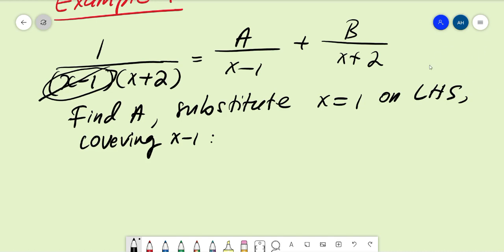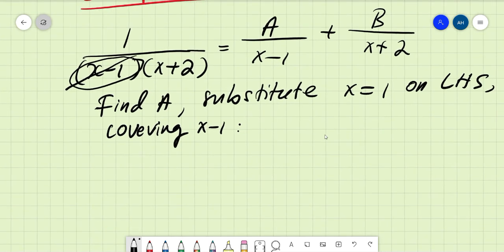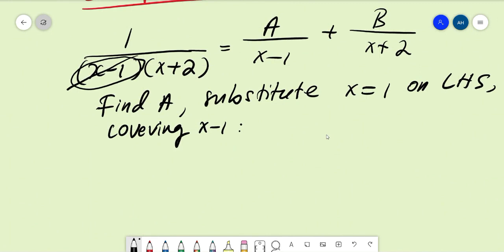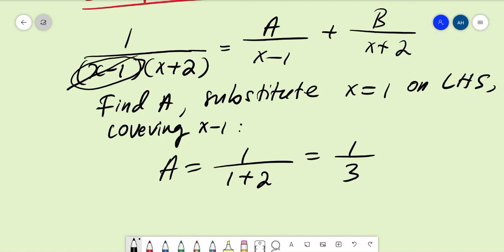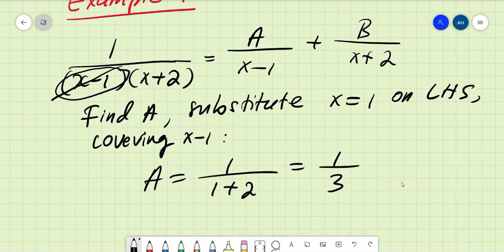We get x equal to 1 from the denominator of the first factor here, x minus 1. We set it equal to 0, and we have x equal to 1. So we substitute on the left hand side x equal to 1, and we get the value for a. So a will be equal to 1 over, x is equal to 1, so 1 plus 2. So we have a equal to 1 over 3.